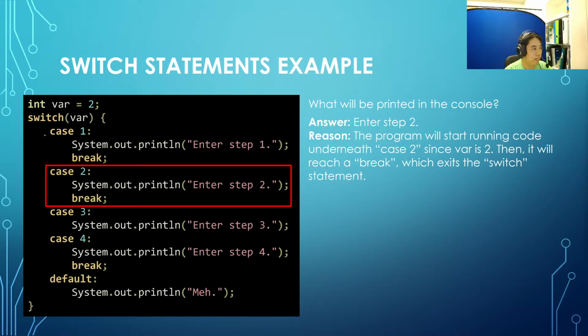The reason being that var right now is 2 right here. So we look at var, which is 2, and we look for a case that has the value 2 in it. In this case, it's the one in the red box. So we're gonna run starting from where case 2 is. In our case, we're just gonna print out enter step 2. And then since we hit a break, we're going to stop there. Okay? Yep, that's it.